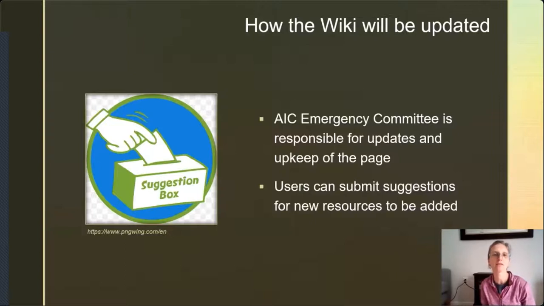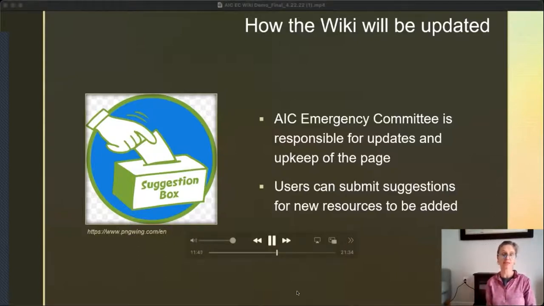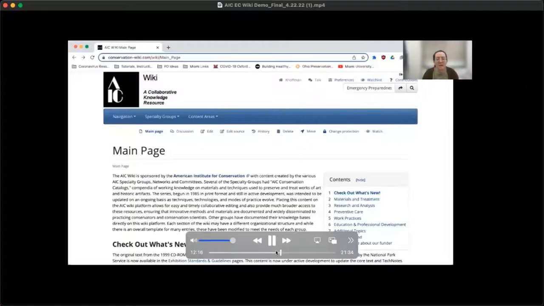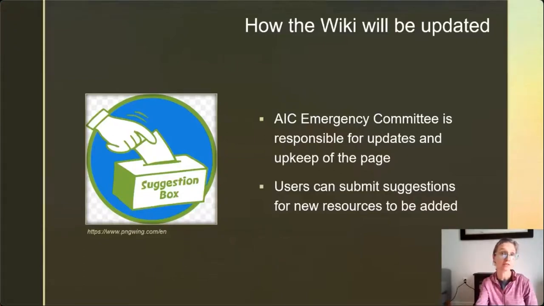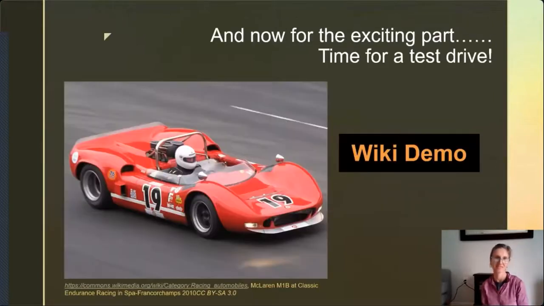As time goes on, some links will inevitably need to be updated. Emergency committee members are responsible for updating the Wiki page and the Zotero library as needed. There is a place on the Wiki page where users can submit suggestions to the committee via email. Suggested new resources will go through a similar review as the one used for the original Zotero library.